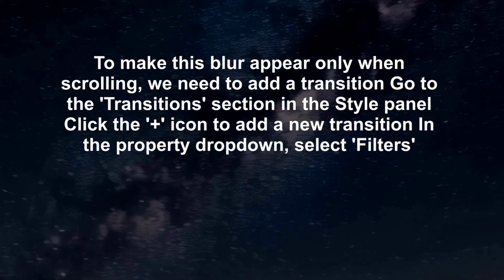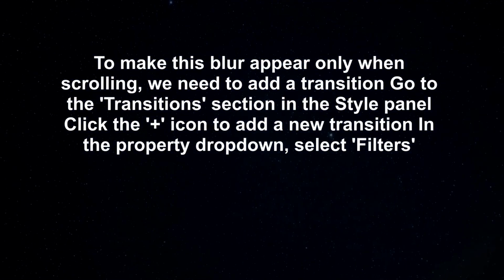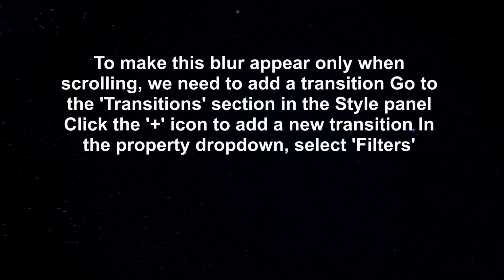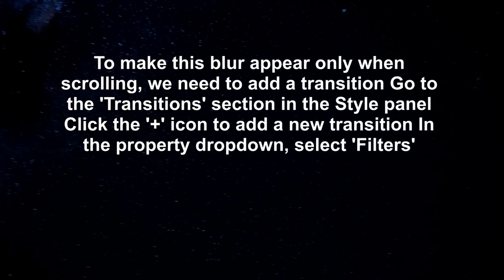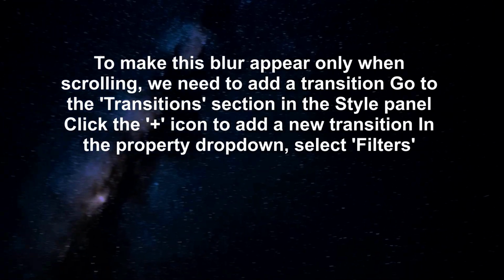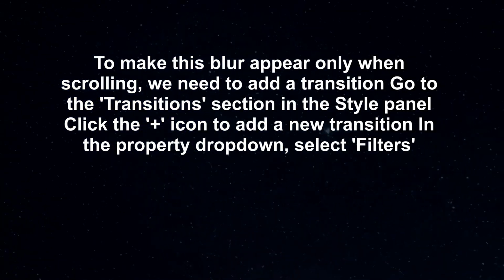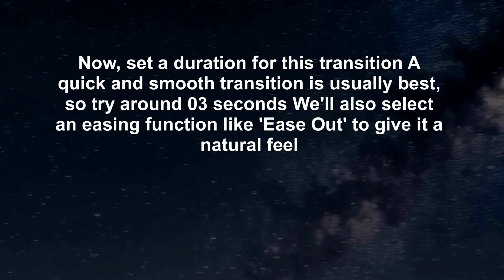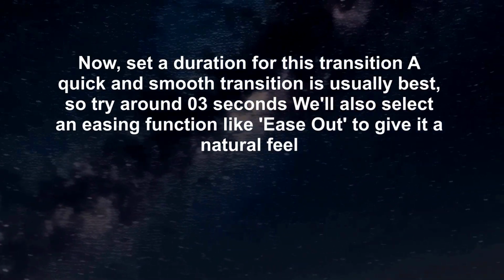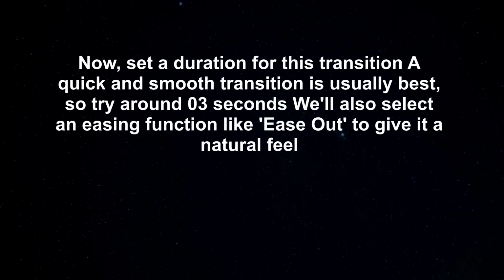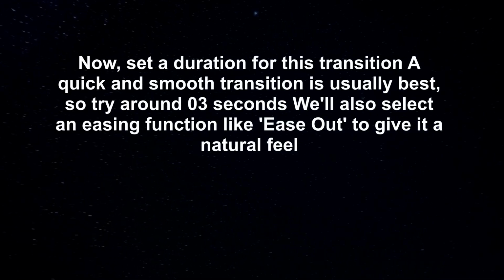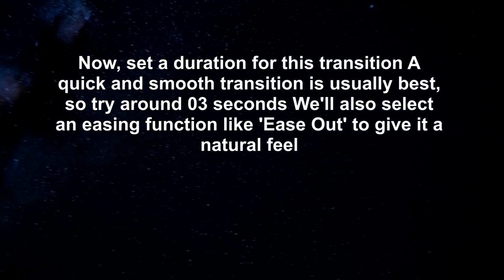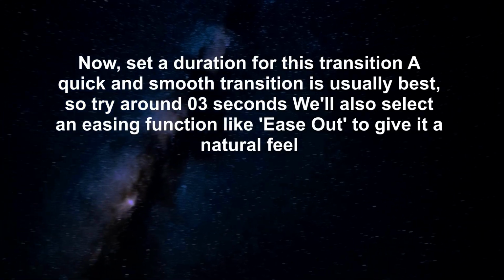To make this blur appear only when scrolling, we need to add a transition. Go to the Transitions section in the Style panel. Click the plus icon to add a new transition. In the Property drop-down, select Filters. Now set a duration for this transition. A quick and smooth transition is usually best, so try around 3 seconds. We'll also select an easing function like Ease Out to give it a natural feel.